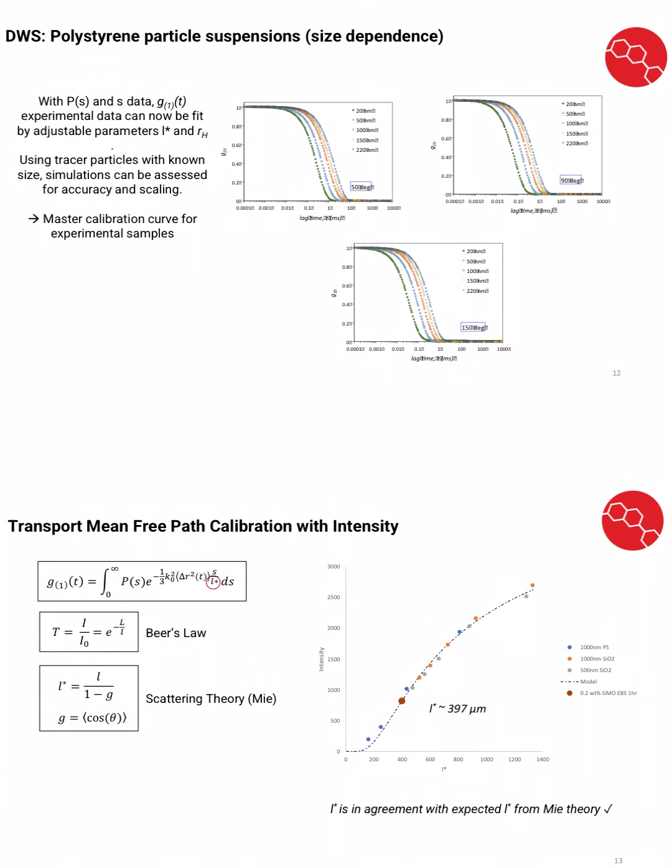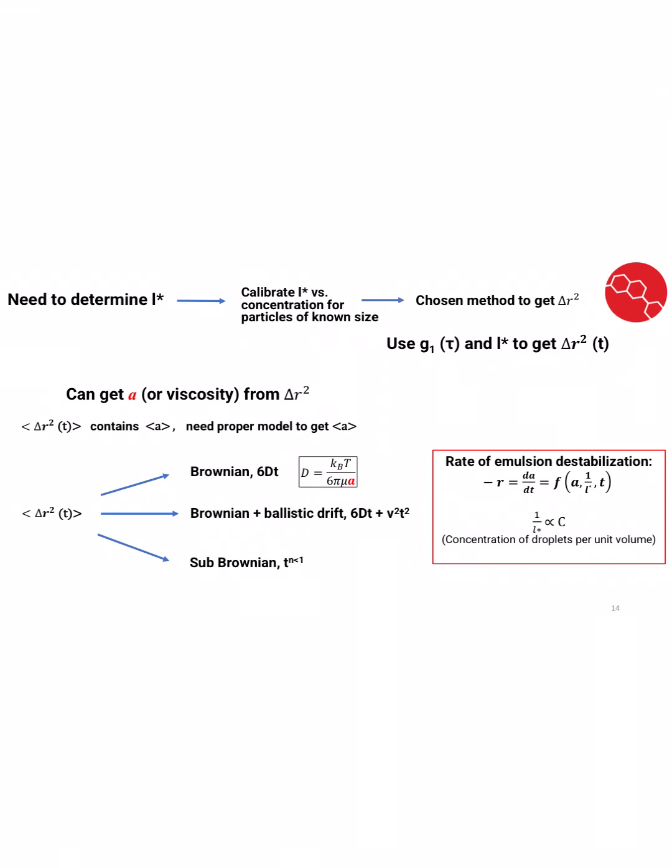Beer's law, which is seen here, is used to obtain L, the scattering mean free path, and Mie theory can be used to obtain L star. The calibration curve is shown on the right. The red data point is one of my emulsion samples, and as you can see, L star can be extracted from this calibration curve, and it is in agreement with theory. Now that we have L star, we can calculate MSD.